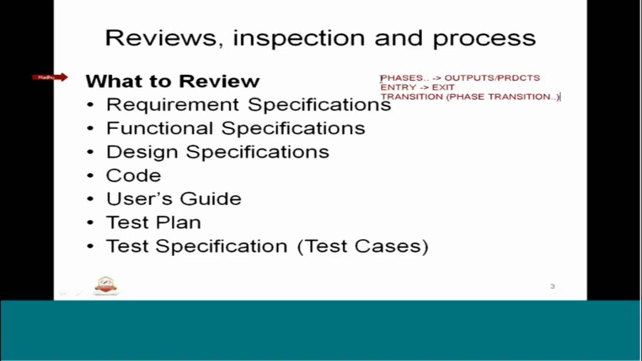So we know there are different phases of the life cycle in the embedded software system. Just to repeat, it could be requirement specification, function specification, design specification, code, user's guide, that is the release, then test plan, test specifications. These are typical embedded software phases.